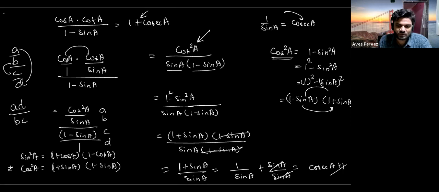So what we do is, if something is written 2 plus 3 upon 5, I can write it as 2 upon 5 plus 3 upon 5. In a similar way, I have written 1 upon sin A and sin A upon sin A. This sin A will get cancelled out, this will become 1, and 1 upon sin A is actually cosec A. So I have written cosec A plus 1, and this is what we need actually.